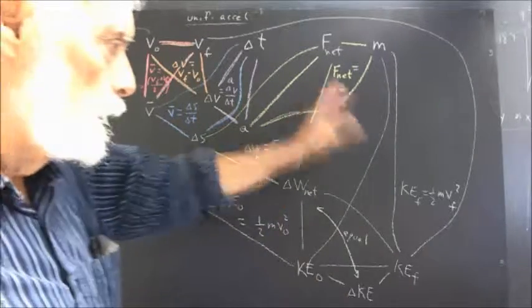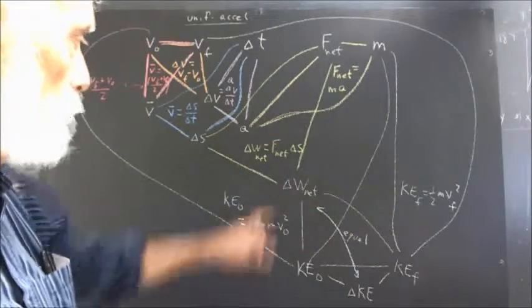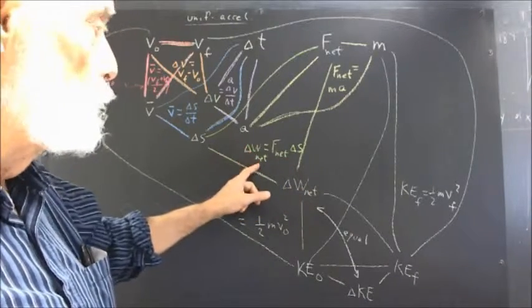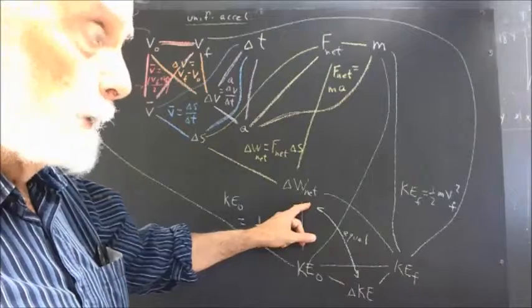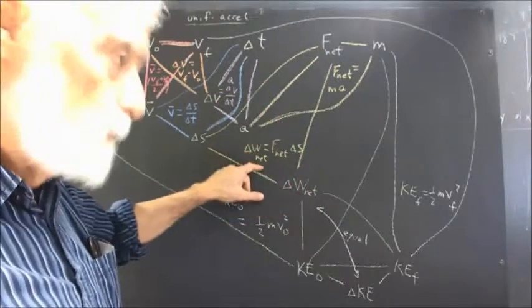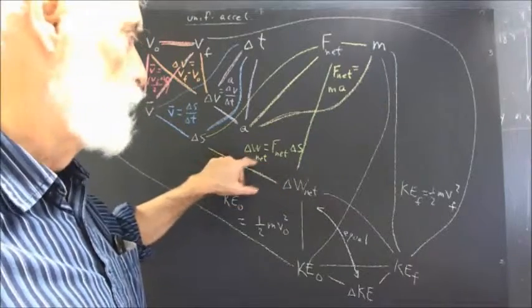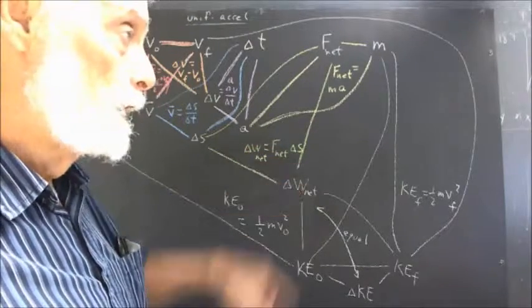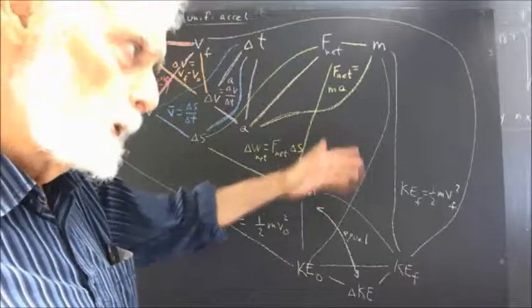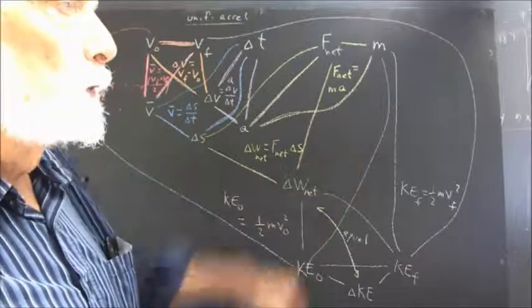Now don't pay a lot of attention to the things I've added here, but I had delta W equals F net delta S, which should be delta W net, and this should be delta W net, because obviously this is the work done by the net force, and the work done by the net force is the net force times delta S. We'll talk about the rest of this in a subsequent video, so don't pay any attention to it now. You kind of ruined the experience.